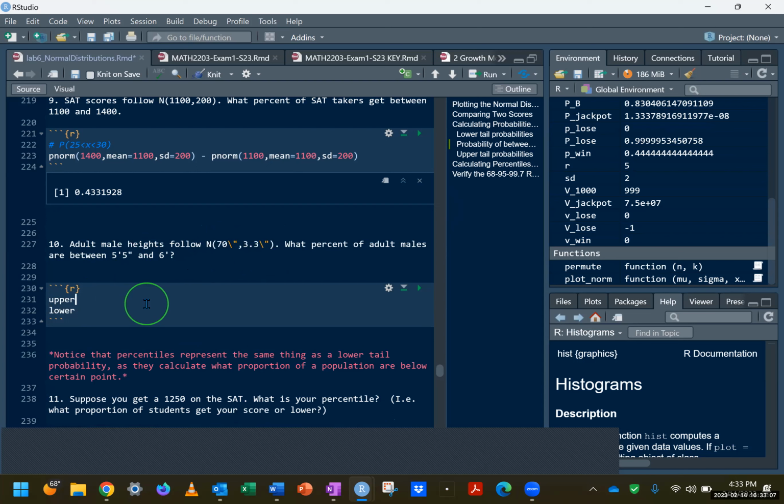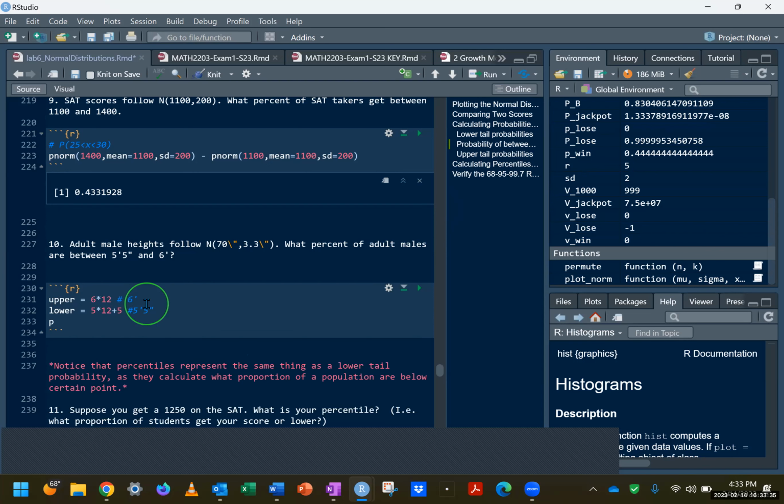So we got to translate 6 foot into inches, which is going to be 6 times 12, inches in a foot. So that's 6 foot in inches. To put 5 foot 5 inches into inches, we would say 5 times 12 plus 5. So this is my comment that says 5 foot 5 inches. So now to find the difference between these upper and lower probabilities, I'll just say the upper since I've already generated that value. Mean 70, standard deviation 3.3.